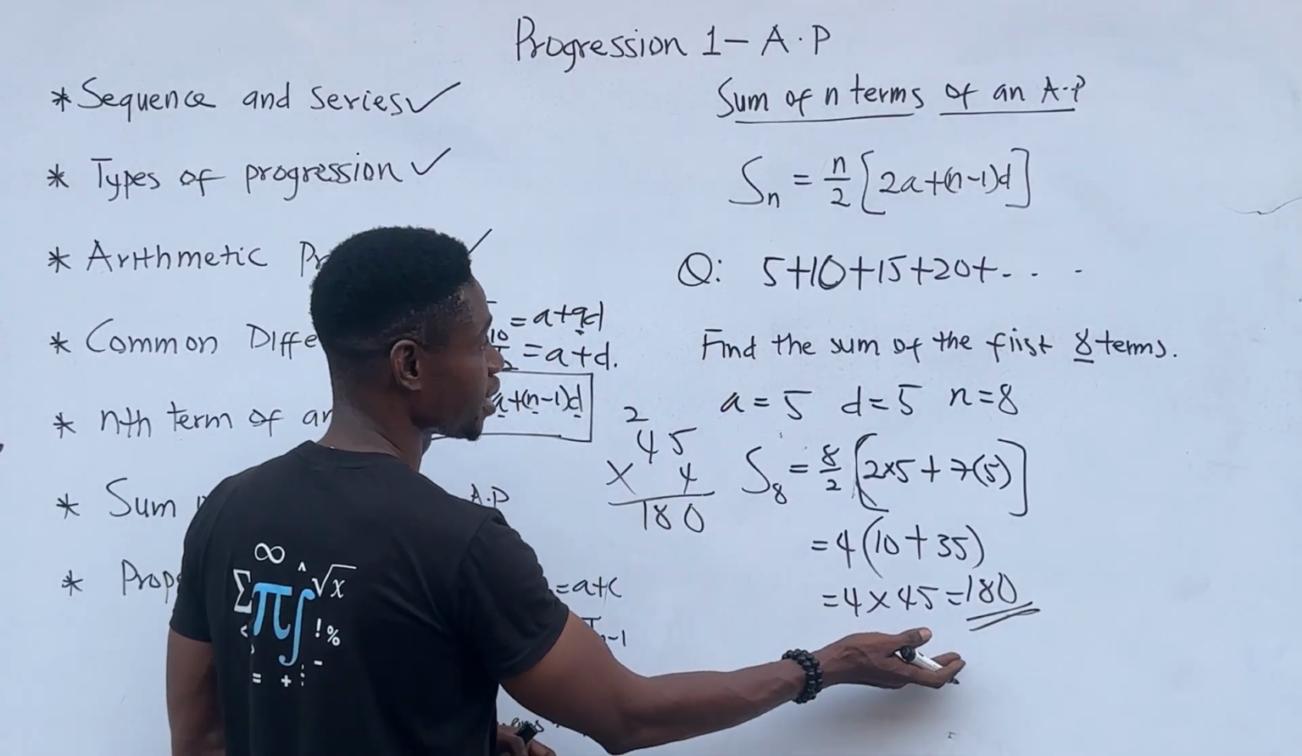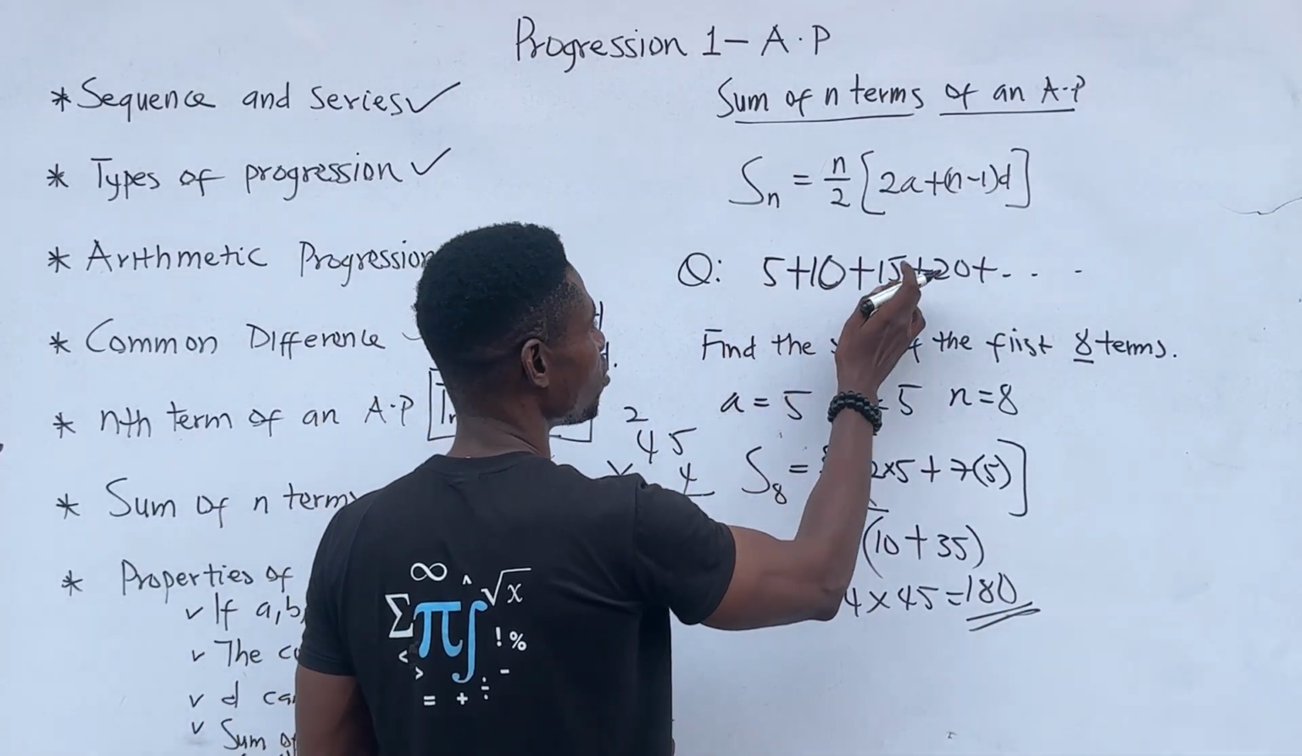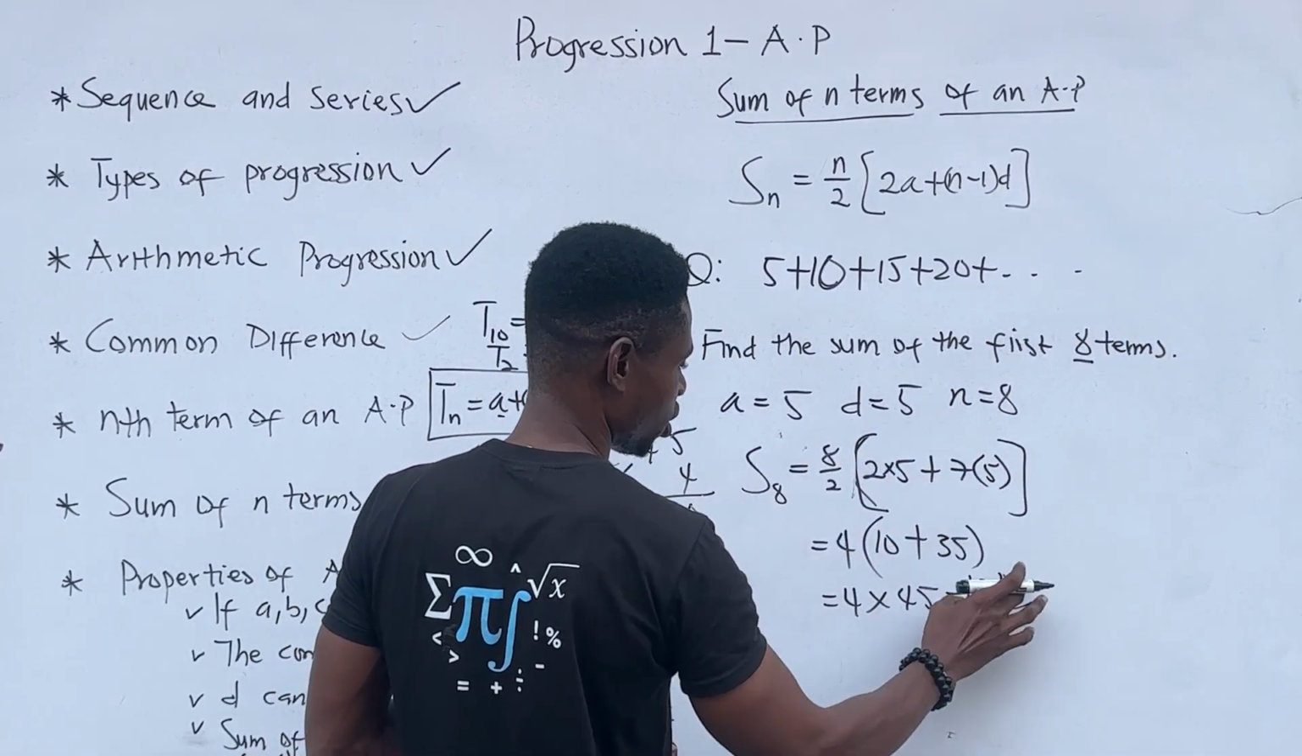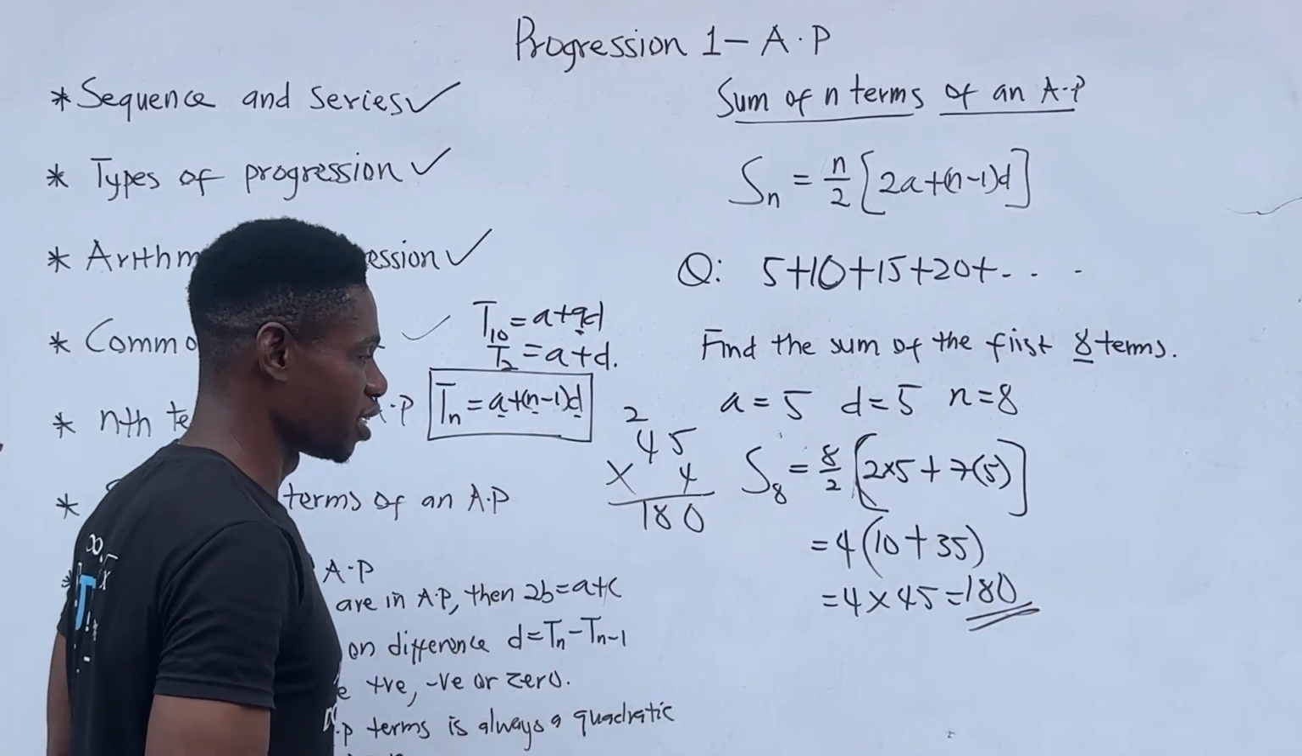So what it's saying is that if you add, let's say you go 5, 10, 15, 20, 25, 30, until you get to the 8th term, and you add them together, you are going to get 180.